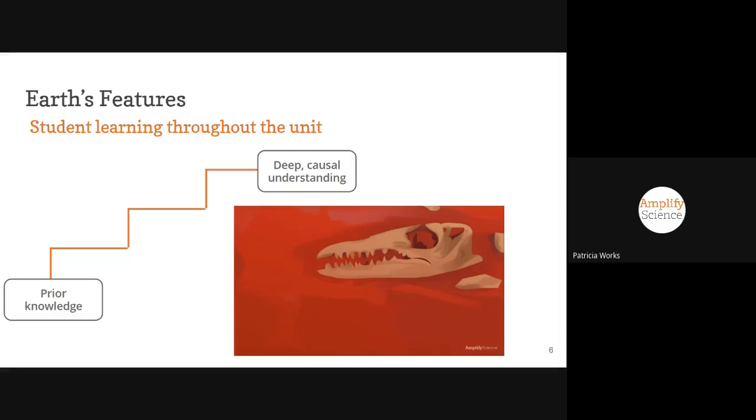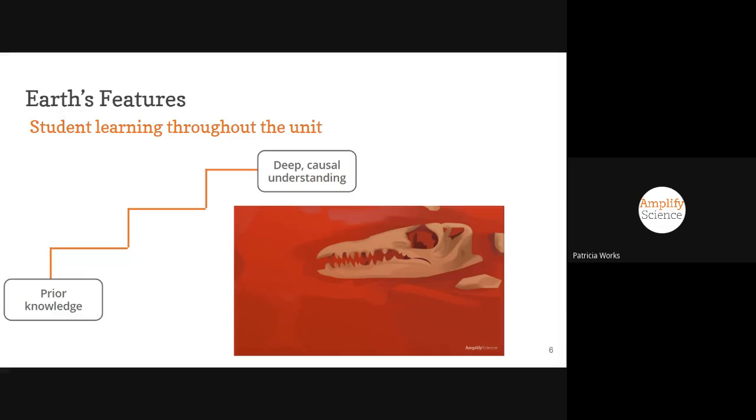So that's it for the overview. Now I'll talk you through what happens throughout the unit, how students build from their prior knowledge to get to a complex causal explanation of the anchor phenomenon. To do this, I'll summarize the key ideas students figure out in each chapter and how they use these ideas to explain the anchor phenomenon piece by piece.